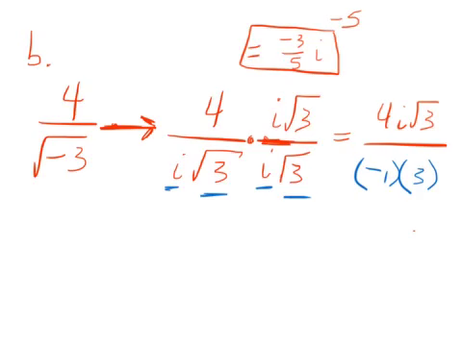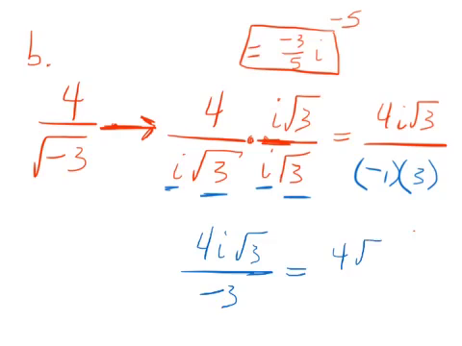Okay, so our final answer, and this is going to get a little bit weird. Let's write it this way first: 4i root 3 over negative 3. Okay, that's how it looks to start. Now this is a kind of a weird one, and you can write it several ways. I would personally write it like the following. Like that.